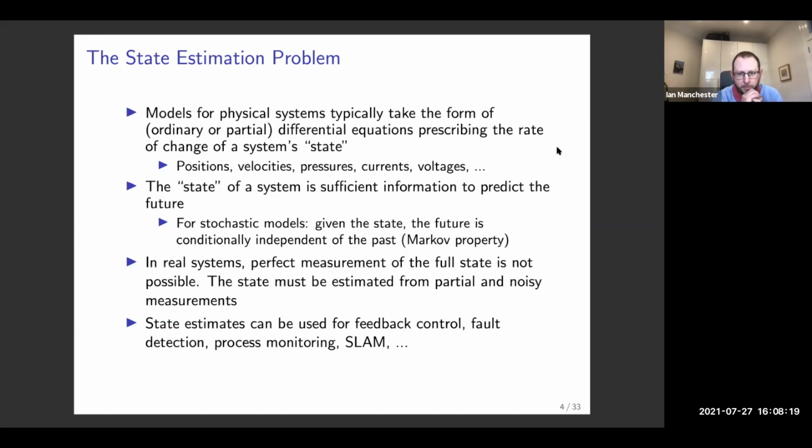noisy information. This general problem appears in many contexts: feedback control, as I mentioned, but also areas like fault detection and process monitoring. The simultaneous localization and mapping problem in robotics can be considered as a state estimation problem, and many others. I know that researchers within the DARE Center are working on many problems of this nature.